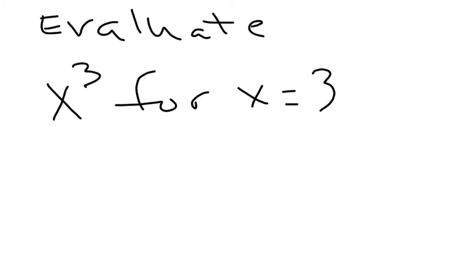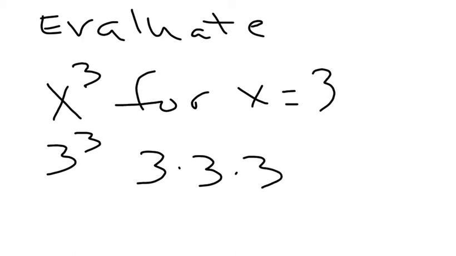Evaluate the expression. What does that mean? It means take the number they give you, substitute it in for the variable, and do the math. So this actually means 3 to the third power. Don't say that's 9. It's not. It means 3 times 3 times 3. The power tells you how many times to write it down. Well, 3 times 3 is 9. 9 times 3 is 27. That's the answer. 3 times 3 times 3 is 27.